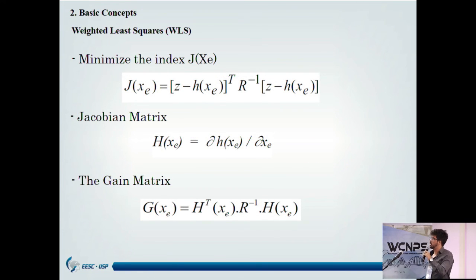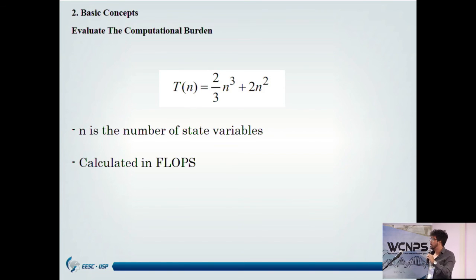Several methods were developed to perform the state estimation process, from the classical weighted least squares. The objective is to define the vector x that minimizes the index J, presented here, along with the Jacobian matrices and the gain matrices. This equation is used to evaluate the computational burden of the system, where n is the number of state variables, and calculating flows.